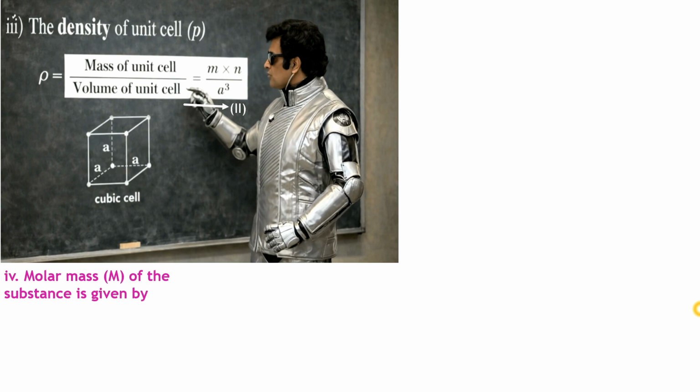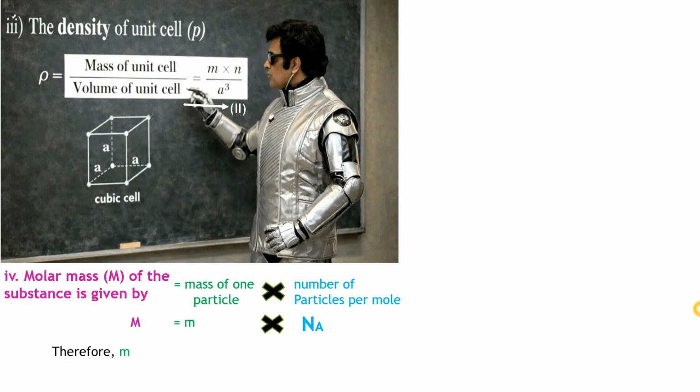Now the molar mass, capital M, of the substance is given by the mass of one particle into the number of particles per mole. The symbol is capital M for molar mass. Molar mass is equal to small m into the Avogadro number, that is Na. Na is the number of particles per mole; in 1 mole, the number of particles present is Na. So small m is equal to capital M divided by Na. This is equation number 3.